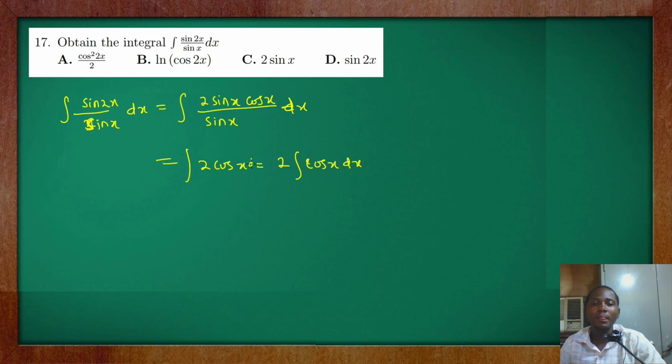All right, and now if you integrate cos x, you're going to have sine x. So this is simple. So our correct answer is what? Option C. All right, let's move on to the next question.